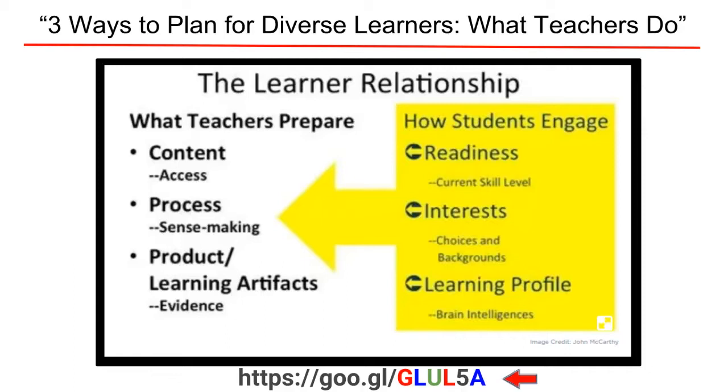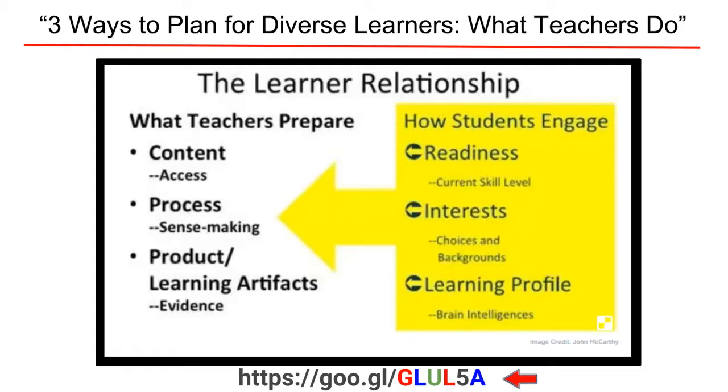So 3 ways that teachers differentiate, and it is content, process, product, or learning artifacts. And so again, how are the teachers giving access to the students for this content? What type of strategies or teaching activities do they have to walk them through the process of engaging with this assigned material? And then ultimately at the end, what evidence are the students showing that they have mastered the assigned content? So what are the products? What are the learning artifacts?